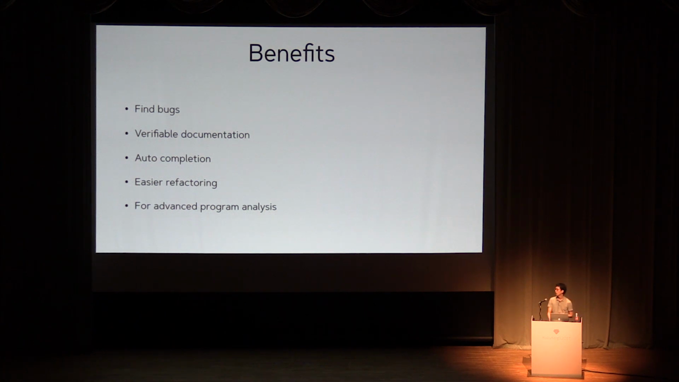The next one is that types are a verifiable documentation of APIs. They tell programmers the structure and the usage of APIs. And not only that, type checking tells you if the documentation is outdated. This is much better than API documentation embedded in comments, because you never forget to update the documentation.